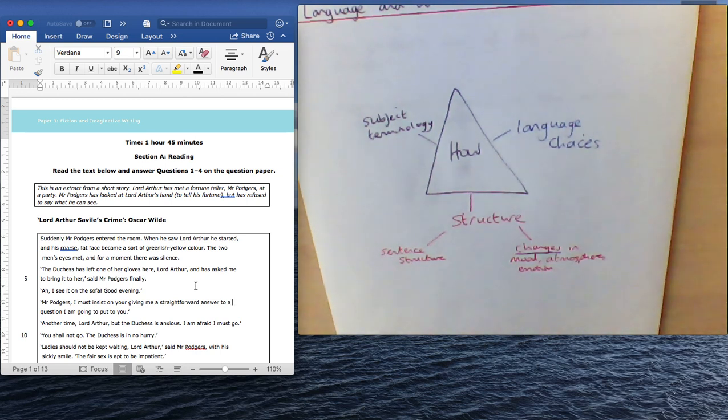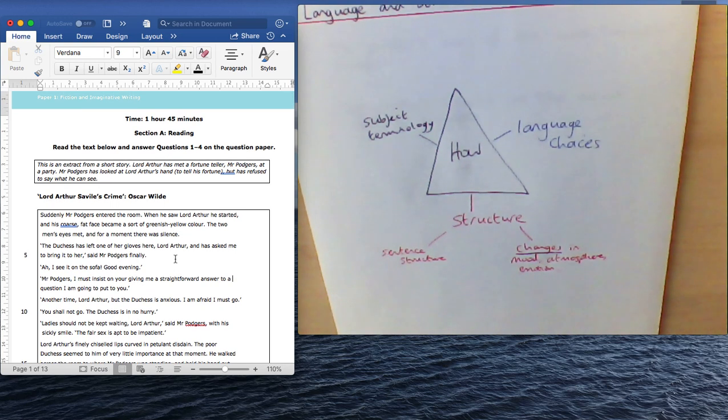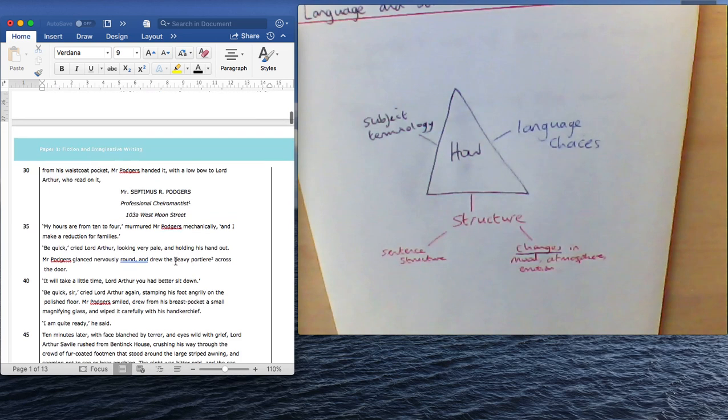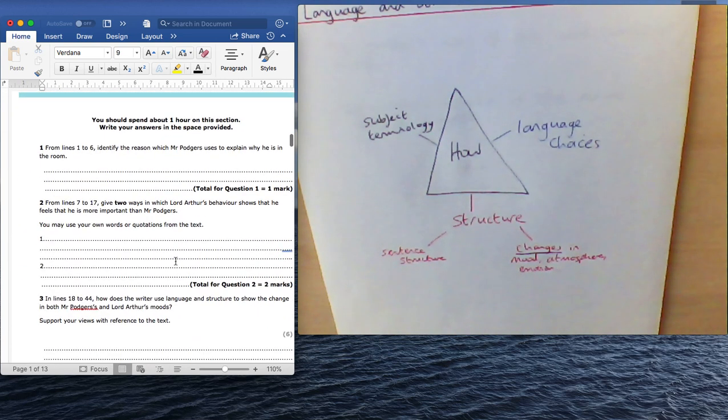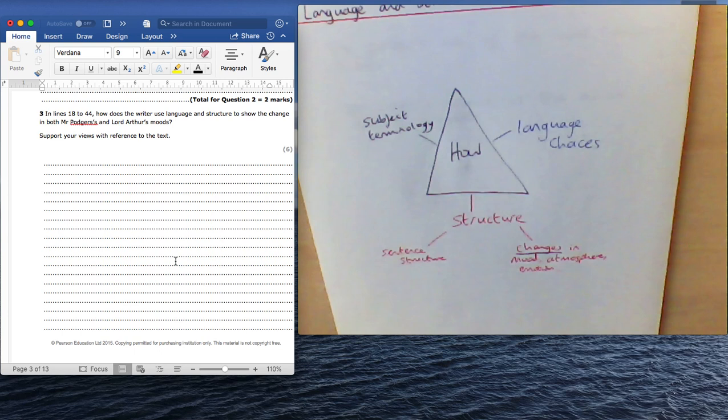I would suggest actually, before you look closely at the extract, you look at the question first. Interact with the question, see what the examiner is asking you to write about, so that when you do go back to the extract, you are actually doing an informed reading of that extract. You know what you're looking for. So here you can see the paper, and I'm just going to scroll down to the question itself. And remember, question 3 is the language and structure question.